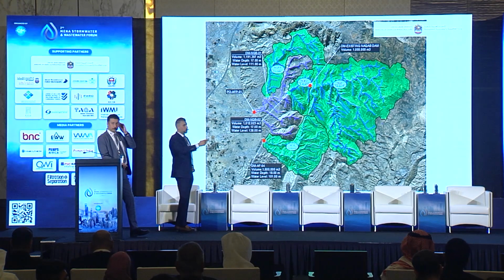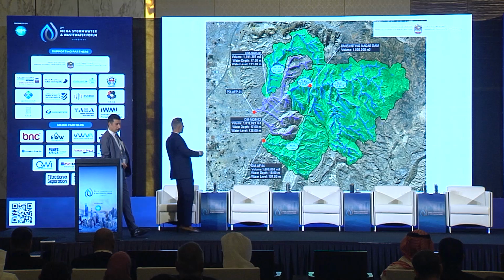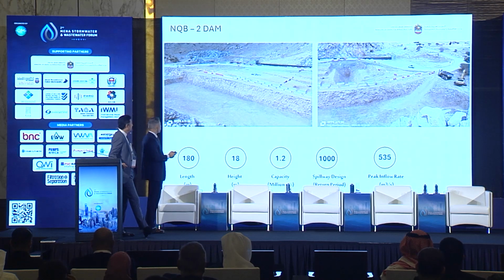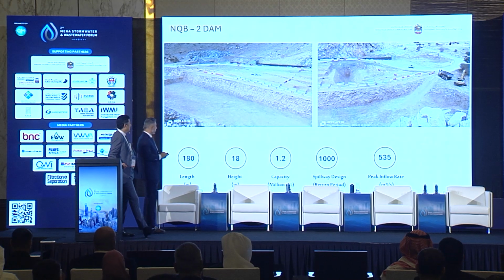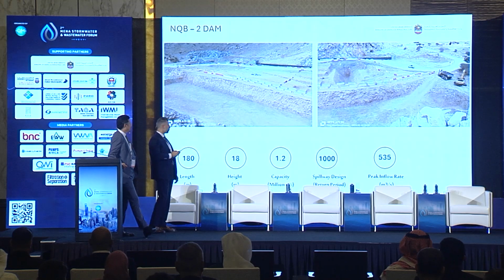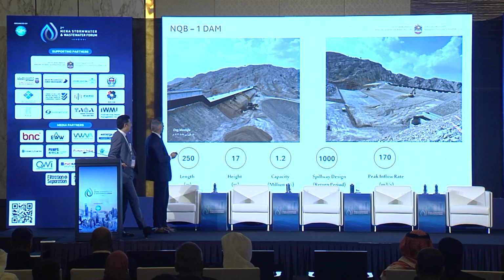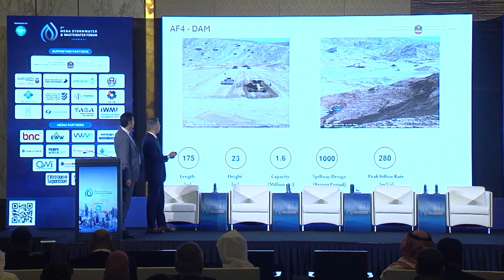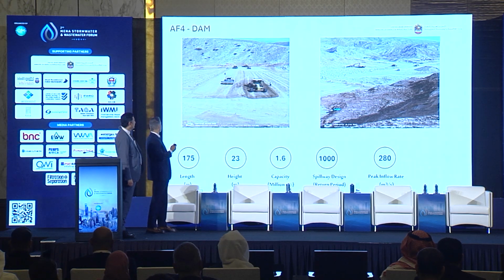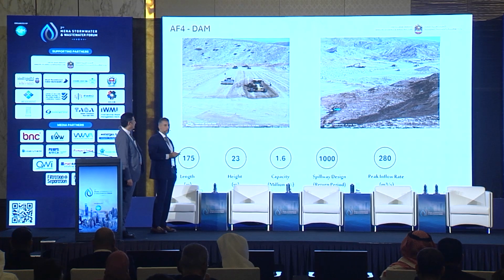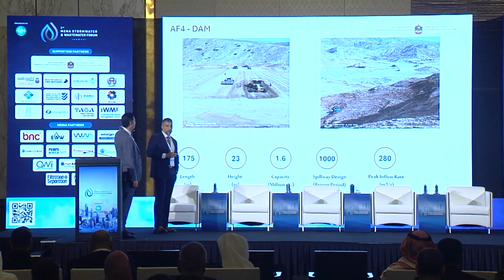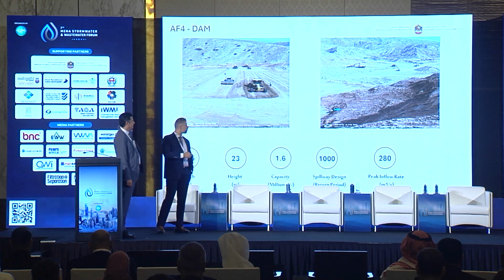We constructed Naqab Dam first in 2020, and now we have the 3 dams. I'll talk briefly about each one of them. This one is Naqab 2 Dam, in the main wadi of Naqab. Its length is 180 meters, its height is 18 meters, and its capacity is 1.2 million cubic meters. The other one is Naqab 1 Dam, on the other side. This is also under construction and will be finished by the end of this year. It also has a 1.2 million cubic meter capacity. The last one is on the other side, which is AF4 Dam. It's around 1.6 million cubic meters, with a length of 175 meters and a height of 23 meters. The three dams cost around 70 million dirhams.